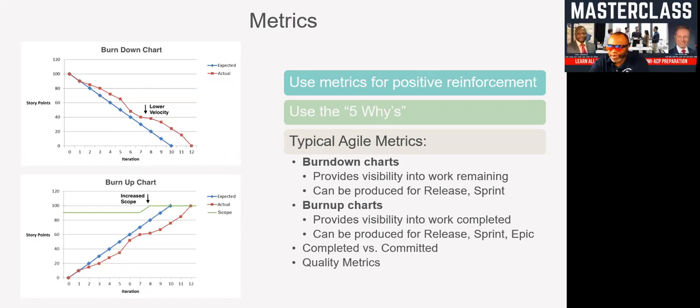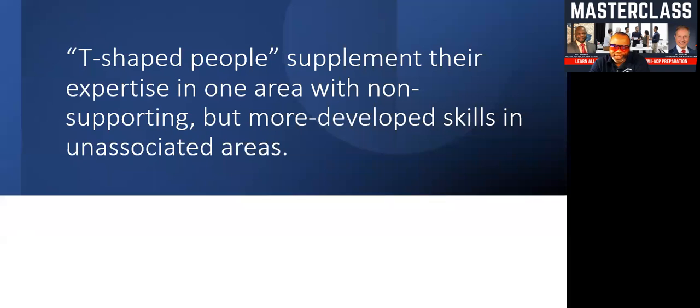Great stuff, Roy. Thank you very much. Let's go very, very rapidly to a simple true or false question. T-shaped people supplement their expertise in one area with non-supporting but more developed skills in unassociated areas. Let's relaunch the poll and choose A or B. It's true or false. A for true, B for false.